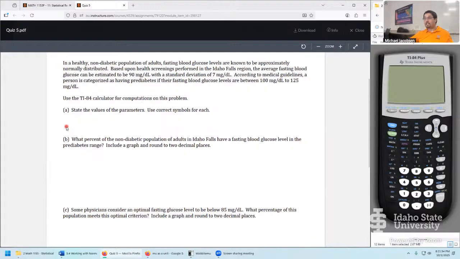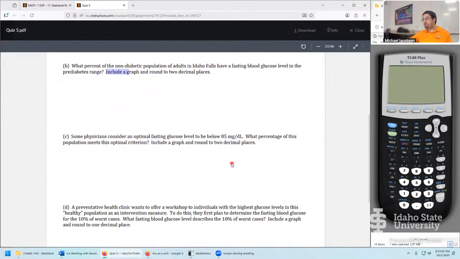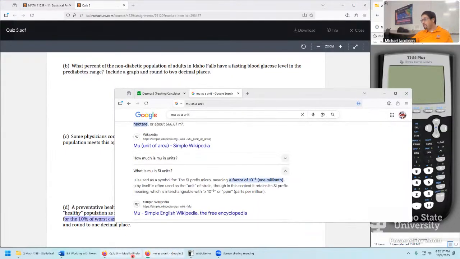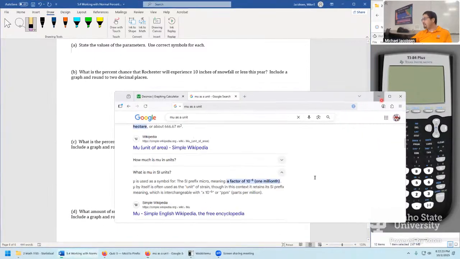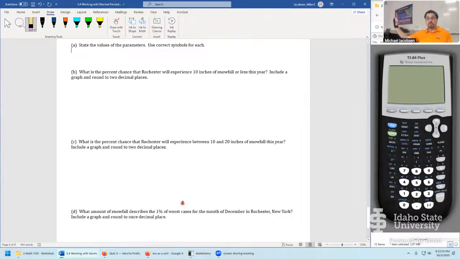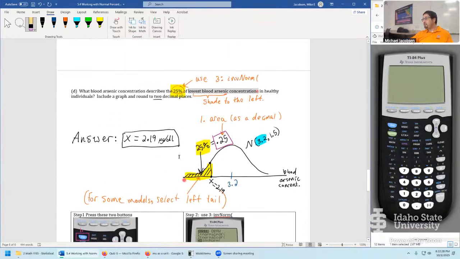So we'll do the same kind of thing. State the value of the parameter, do problems like we did before, including a graph for the sake of partial credit. And that's pretty much what all this is about. This is the tricky one because when it says 10% worst cases, that's the inverse norm problem. And worse in this case means high blood glucose, so on the upper end. And that's a problem we're about to solve on this one. Worst cases, depending on how you feel about snow, is also a percentage on the upper end. So we're switching up this problem, putting the percentage on the right tail this time.